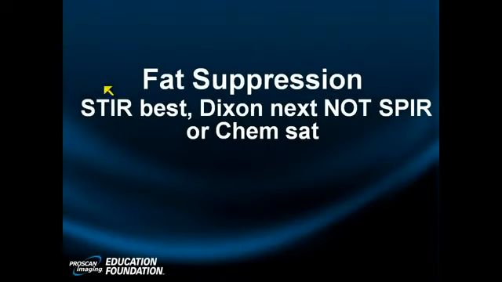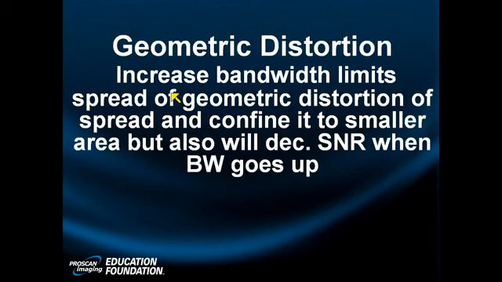If you don't know the difference between a STIR and a SPUR, I'm happy to discuss it with you at the break. I have talked about it here for years. One is frequency selective, the other is non-frequency selective. STIRs are used at high field and specifically at low field because you can't do SPUR, SPARE, and SPECIAL at low field. Geometric distortion.